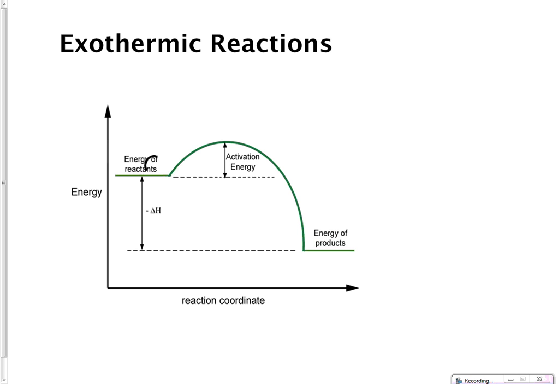If I have a ball sitting on this level right here, I have to give it a minimum amount of energy to get it up the hill. But once it reaches the top of the hill, it's going to roll kind of on its own. Okay? So the activation energy is relatively low.